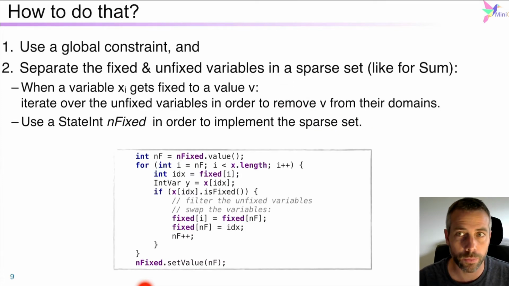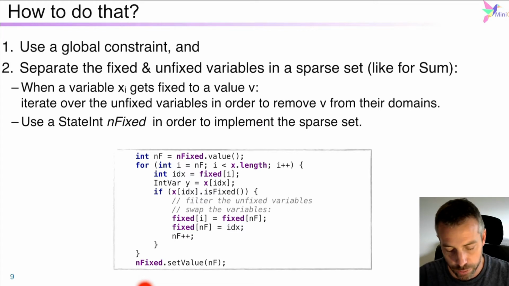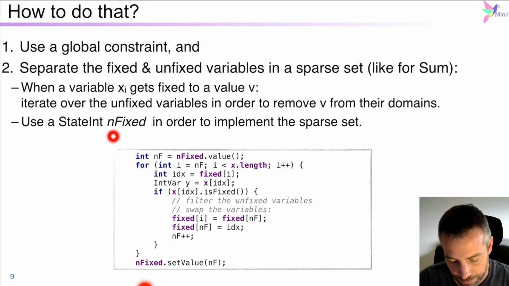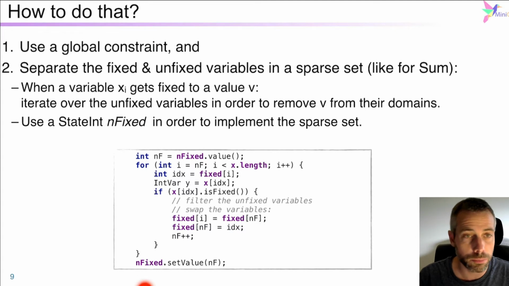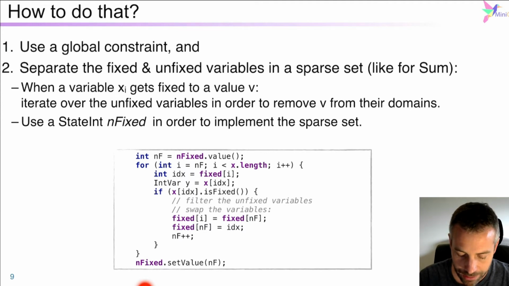How to do that? Well, the trick is the same as for the sum constraint. We will use a sparse set that will split the fixed variables from the not fixed variables, and for that we will use a state integer nFixed that is equal to the number of not fixed variables in order to implement the sparse set. And to maintain the separation between the two, every time the propagator is triggered and the propagate method is executed, we will scan starting from the index nNotFixed until the size of the array x, okay?